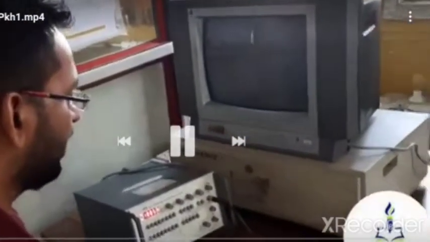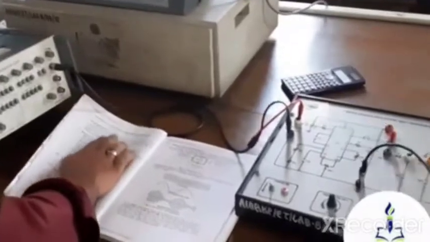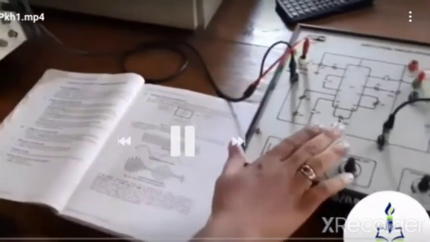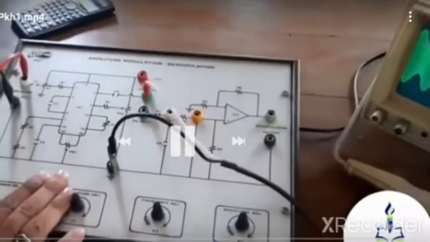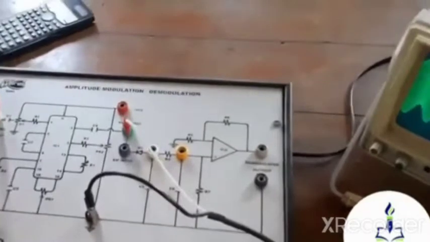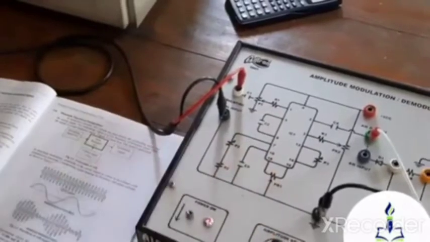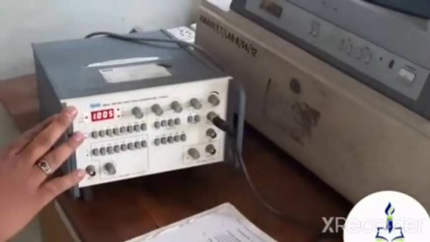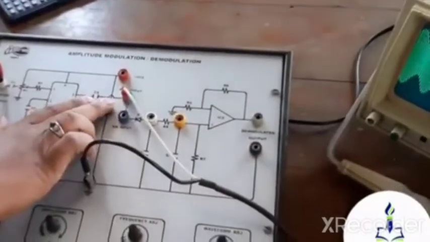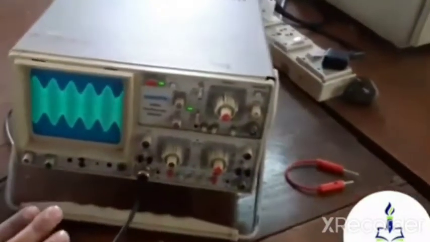Good morning, students. Today we are going to see practical number 3, that is generation of amplitude modulated signal. For this practical we are using an amplitude modulation and demodulation kit. This kit has an inbuilt carrier signal and we are giving the modulating signal at the input. From the function generator we are providing input to the modulating signal, and at the output of this kit we are getting the AM output, which is displayed on the CRO.